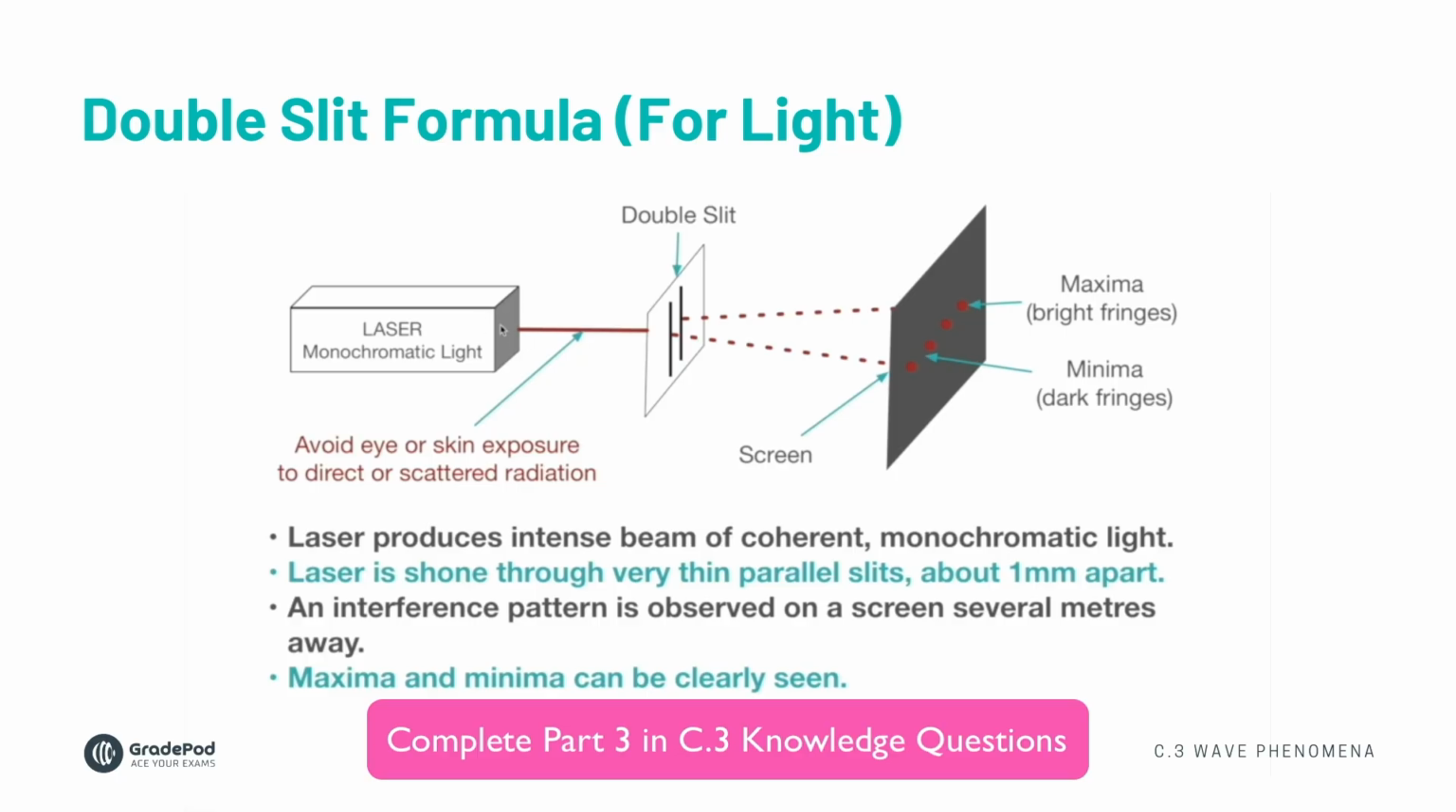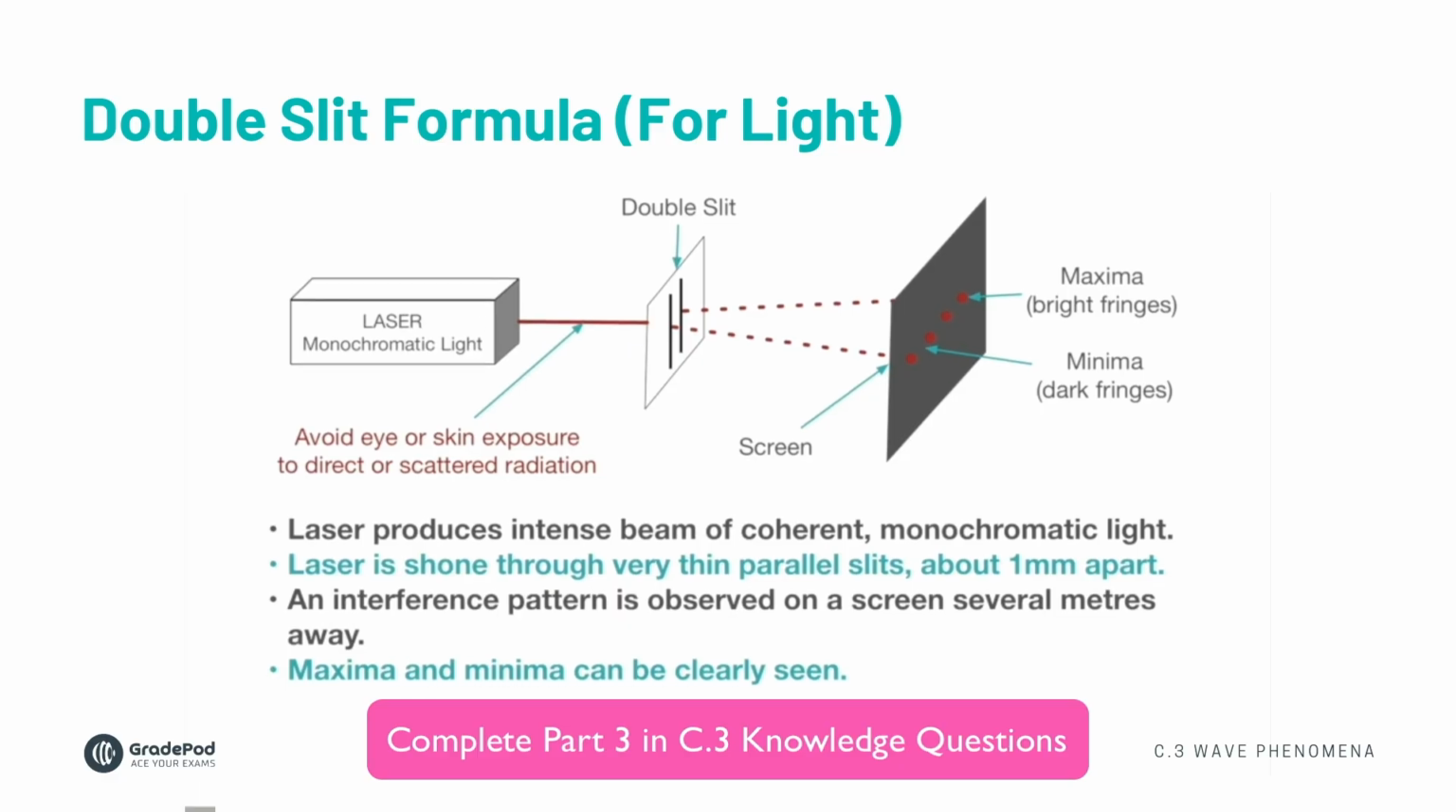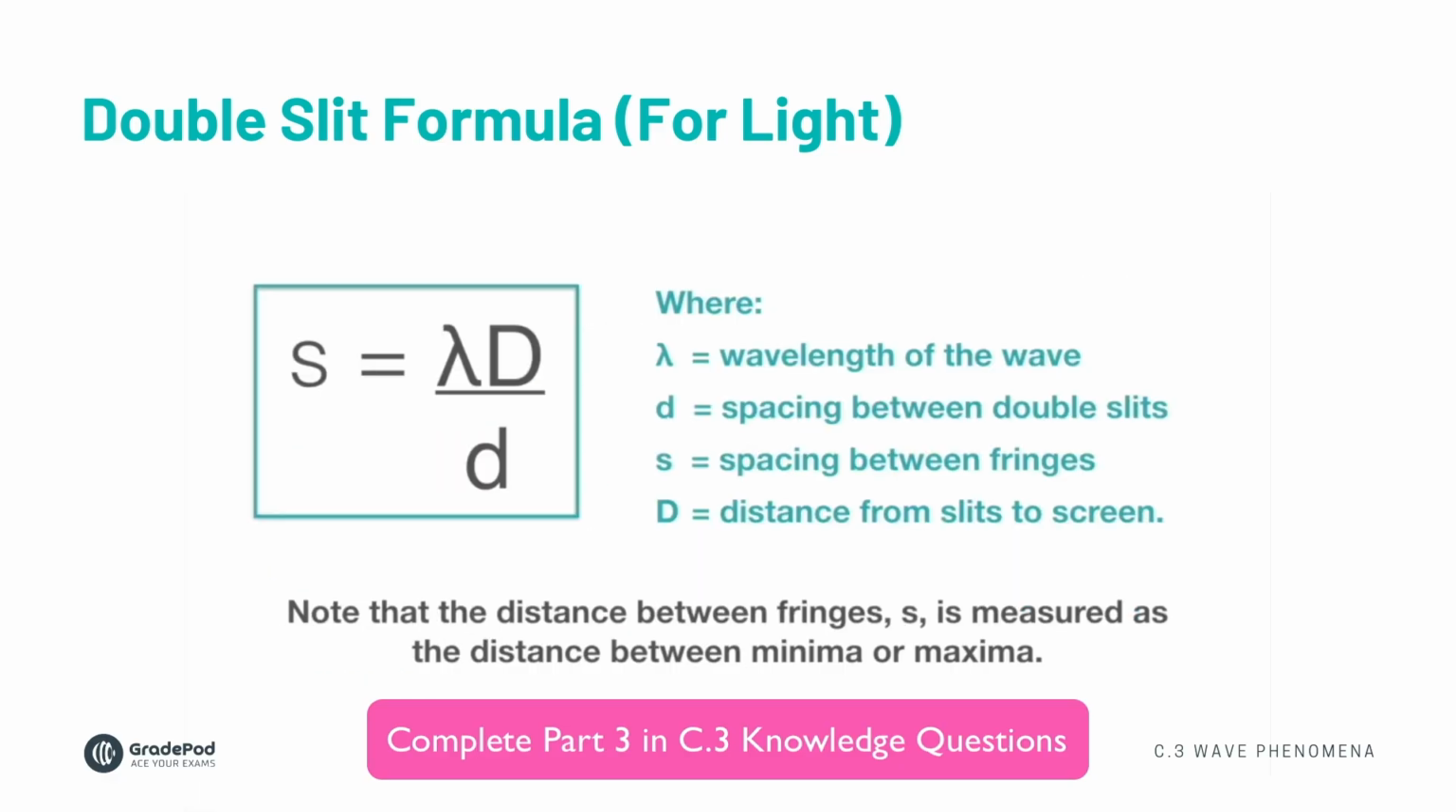So we can find the wavelength of any monochromatic light source simply by using this experiment. This equation will be given in your data booklet during the exam. It's important that you remember what these little symbols stand for.